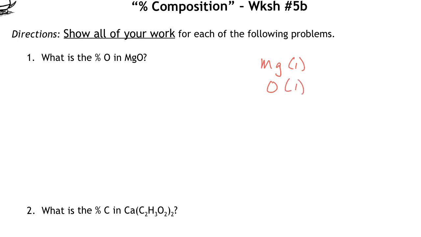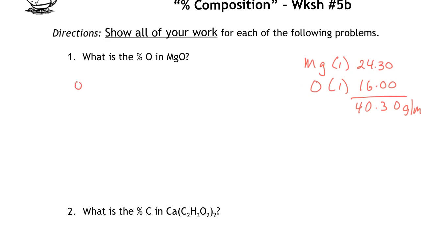There's one of those. So magnesium weighs 24.30, oxygen 16.00. We have one of each of them. So 0, 3, 1, 4. So 40.30 grams per mole. So that's going to be the molar mass.